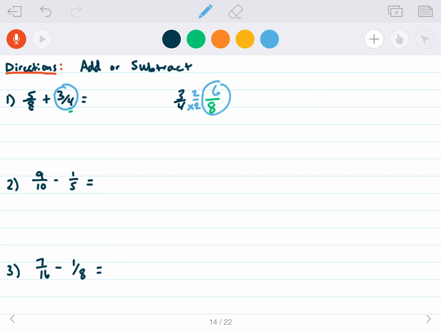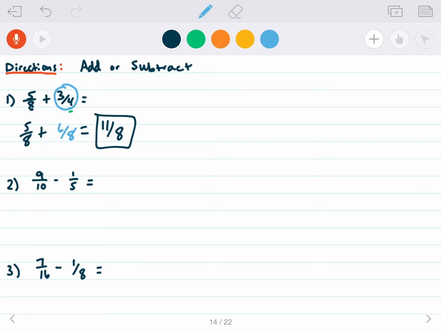All right? So this problem becomes 5/8 plus 6/8. 3/4 is 6/8, same thing. Adding straight across, 5/8 plus 6/8 is 11/8. So that's our answer. Let's do another example down here with subtraction. 9/10 minus 1/5. So which denominator am I going to change? This one or this one? Well, I want to change the smaller one into the bigger one. So let's go ahead and change this guy.